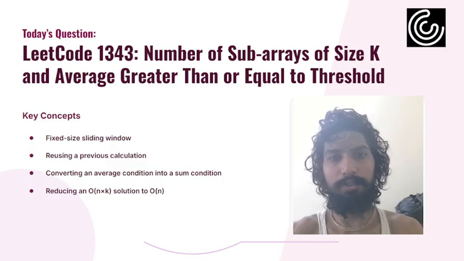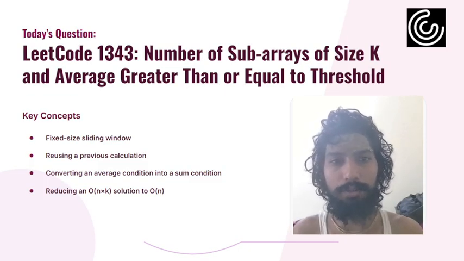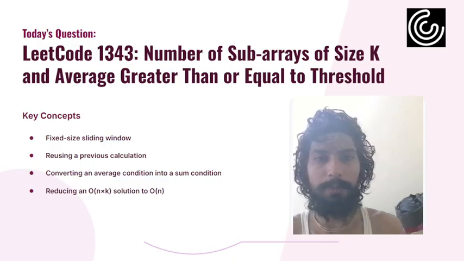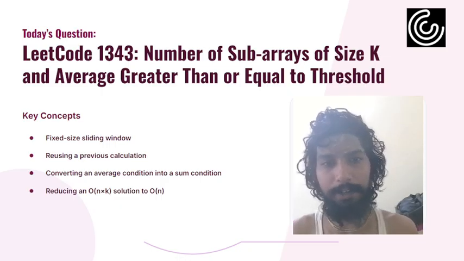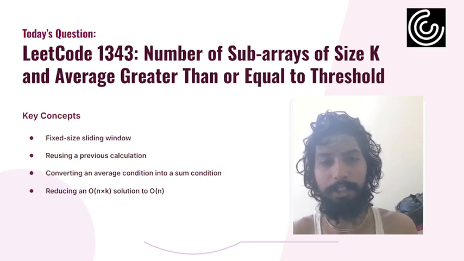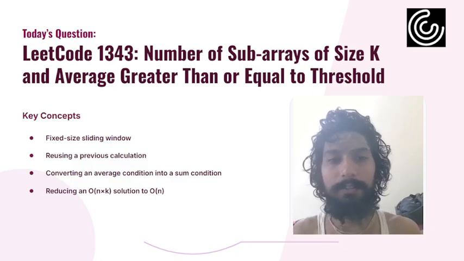Today we are solving LeetCode 1343. Number of subarrays of size k and average greater than or equal to threshold. This problem teaches four important DSA concepts: fixed size sliding window, reusing a previous calculation, converting an average condition into a sum condition, and reducing an O(n*k) solution to O(n).